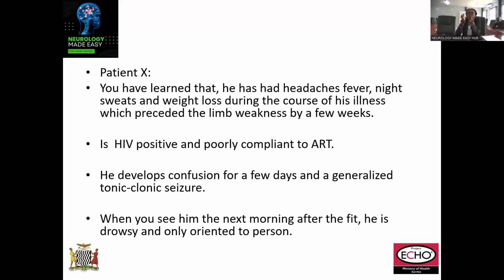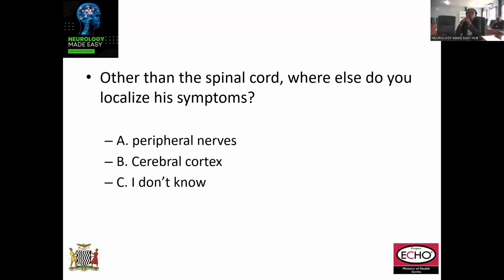Who's got bilateral lower limb weakness. So now you learn that he's had headaches, he's had fevers, he's had night sweats, he's HIV positive and non-compliant. He develops confusion, and then he also has a generalized seizure. So when you see him the next morning, say after he's had a seizure, you discover that he's confused or disoriented. So this will be a poll question. I will need some help here. So other than the spinal cord, where else do you localize his symptoms?